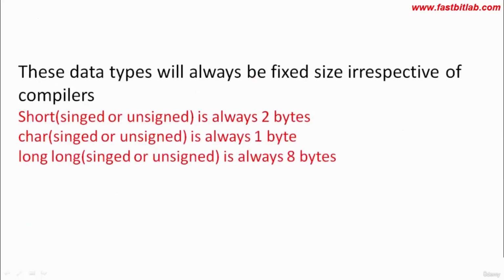These data types will always be a fixed size irrespective of the compilers. Short is always 2 bytes and char is always 1 byte. That is guaranteed. Whether you are using a cross compiler for embedded systems or a non cross compiler, it doesn't matter. Short is always 2 bytes and char is always 1 byte.